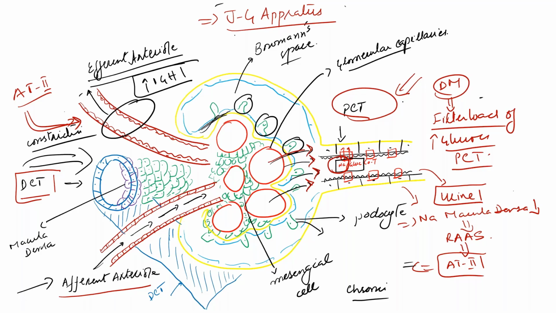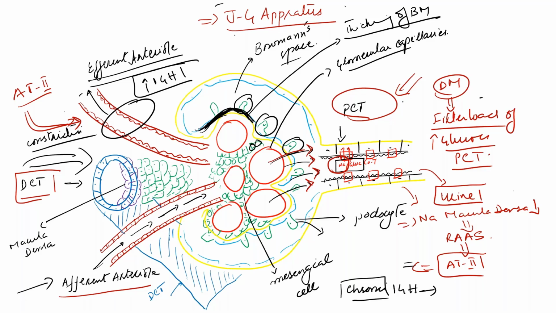That will cause changes in the basement membrane of the glomerulus. So chronic intraglomerular hypertension will cause structural changes in the glomerular basement membrane. So the first change, you can see in this JG apparatus. So this is the basement membrane. I'll try to show here that first there will be thickening of the basement membrane. The basement membrane will get thickened.